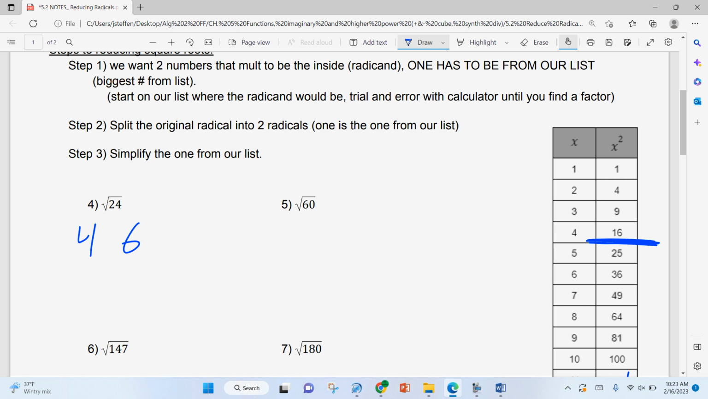I personally always put the list first. Now here's the catch. 4 times 6 is 24. We do want 24, but actually we want the square root of 24. So it's not the square root of 6. It is the square root of 4 and the square root of 6.